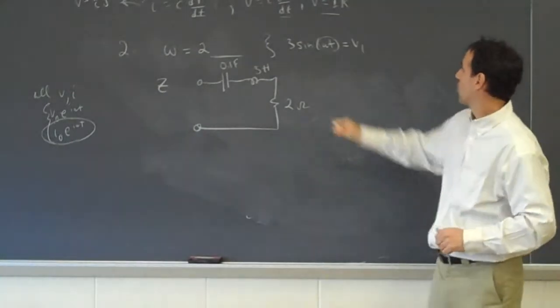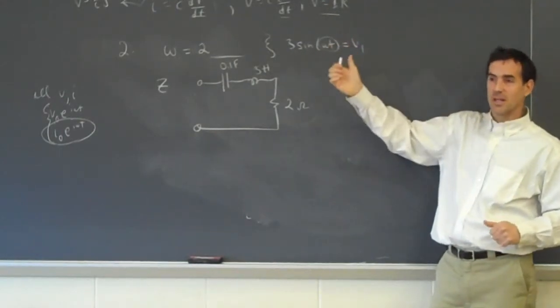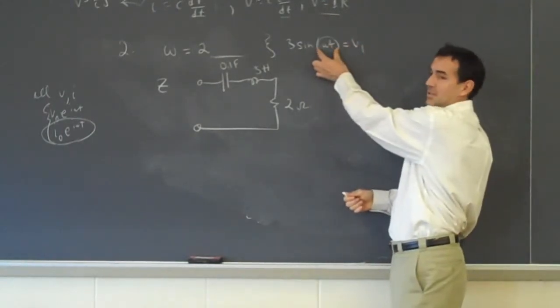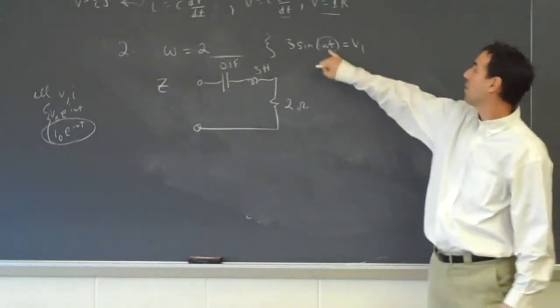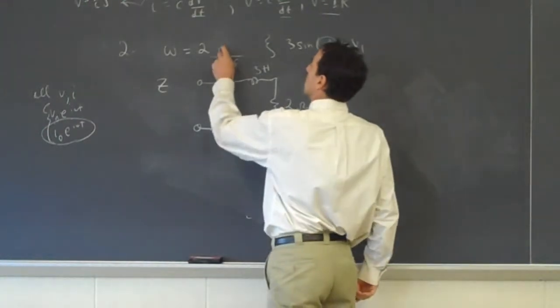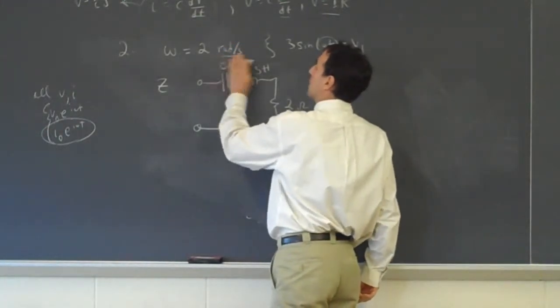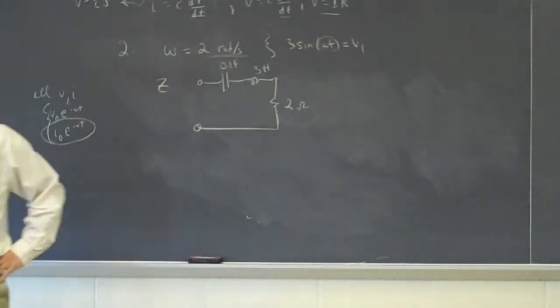Radians per second times seconds gives me radians. So the argument of the sine function, what goes in there, has to have units of radians, so I can figure out that the omega would have units of radians per second. That omega is sometimes called the angular frequency.